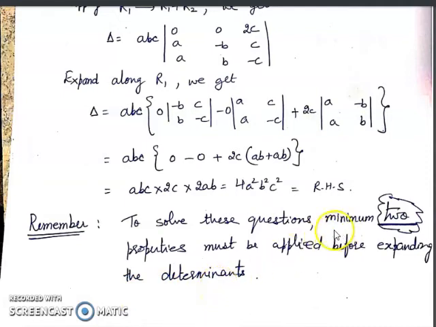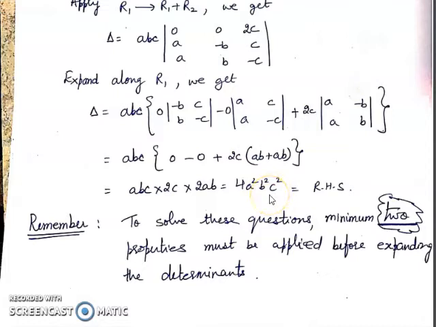This must be remembered. If you do not apply the minimum 2 properties, then no marks will be awarded to you, because even if we do not apply the properties, left hand side is equal to right hand side, since that will be the value of the determinant. So to solve this question, you must apply minimum 2 properties.